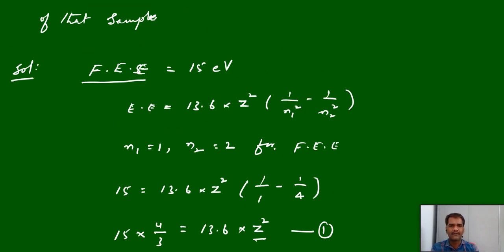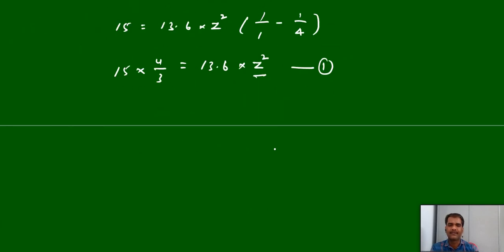According to the given information, first excitation potential gives the first equation. Now they are asking first one, ionization energy. What is the formula for ionization energy? Ionization energy is equal to 13.6 into Z square. This is a direct formula for any species. And 13.6 into Z square is 15 into 4 by 3, that is 20. So now ionization energy is equal to 20 electron volts.